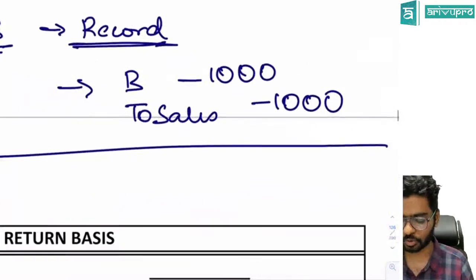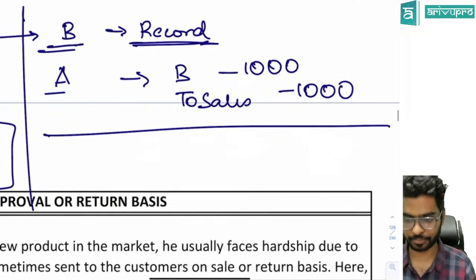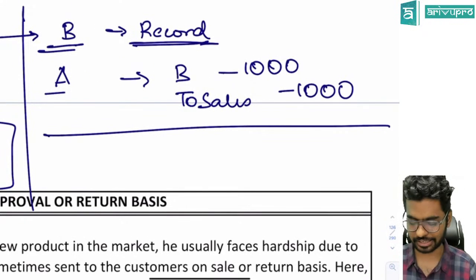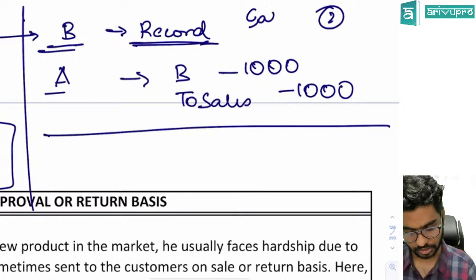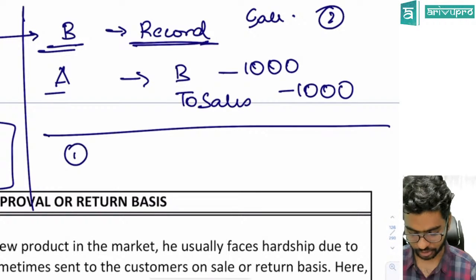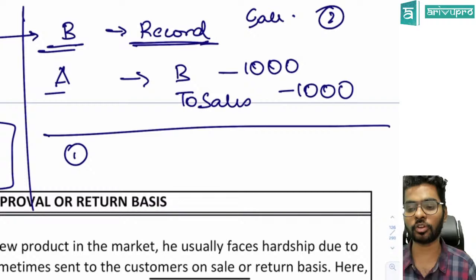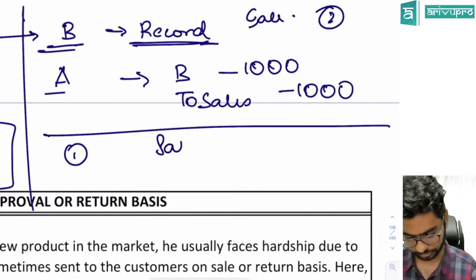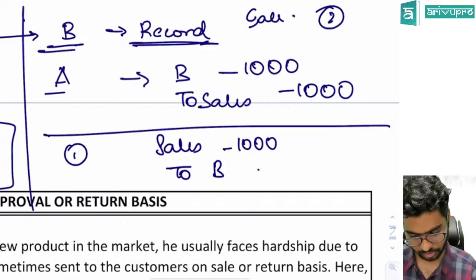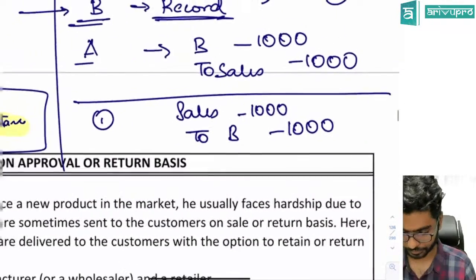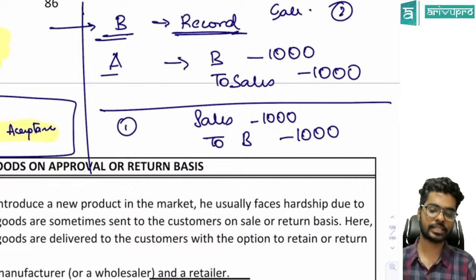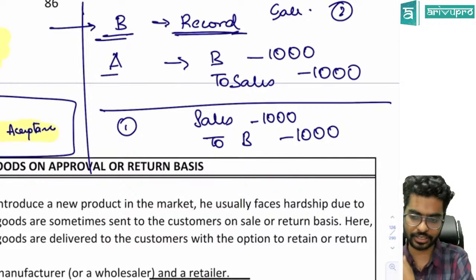In this case, you have already considered it as a sale. So the first thing you are going to be doing is cancelling the sale. How do you cancel the sale? Sales to B, 1000, 1000. Are you clear? Sales to B, 1000, 1000. Are you guys clear?